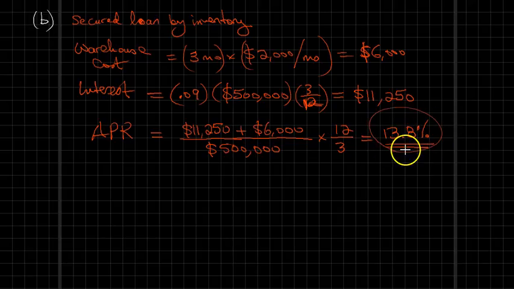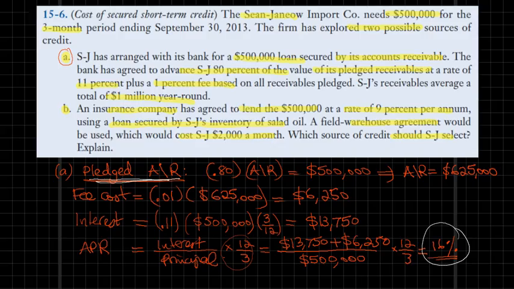Now, going back to the question, we realized that the first financing method costs our company 16%. The second method costs 13.8%. So therefore, the second method is cheaper. So we need to borrow the funds from this insurance company, and we need to also rent this warehouse where we can put our inventory as collateral for that loan.